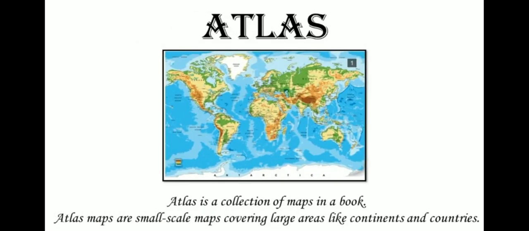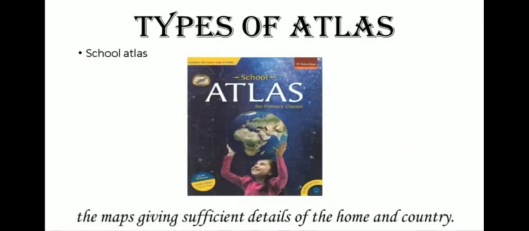Atlas. Atlas is a collection of maps in a book. Atlas maps are small scale maps covering large areas like continents and countries. Only prominent relief features, main roads and railways, important towns are shown in atlas maps. The study of geographic characteristics of a large area is possible at a time with the help of an atlas.